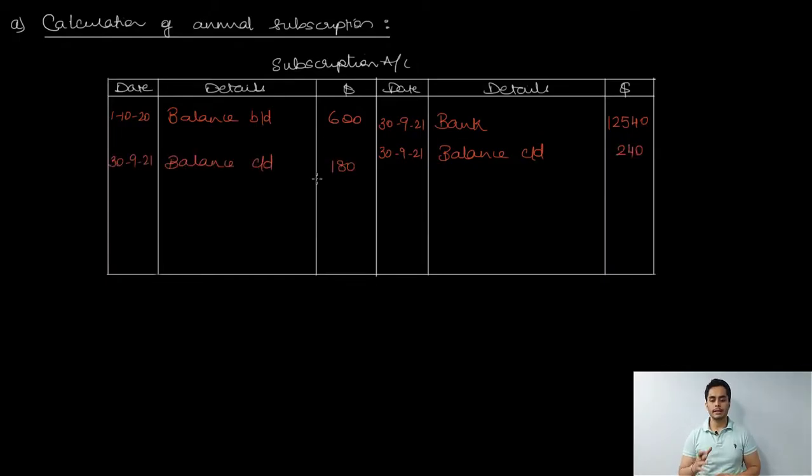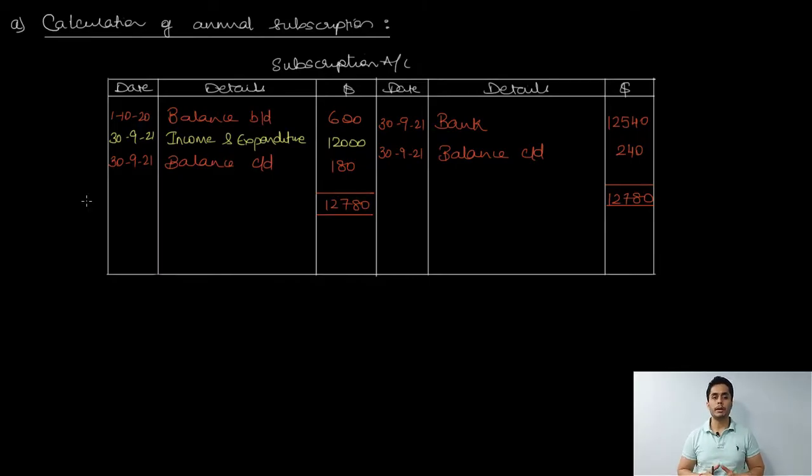Once all the entries are there in the subscription account, our next step is to take the balancing figure as transferred to income and expenditure account, and that will be the subscriptions for the year. So we have arrived at our subscriptions for the year at 12,000.